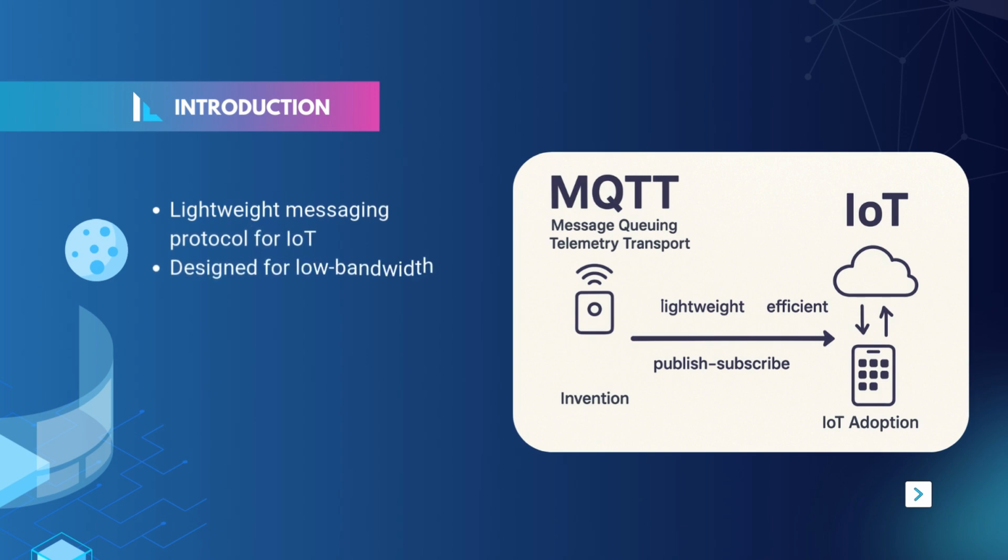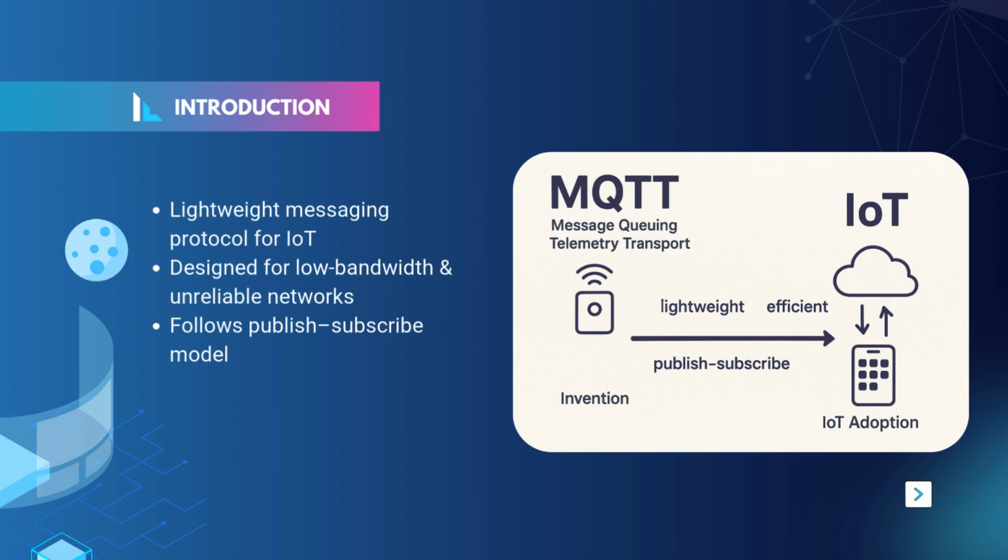MQTT stands for Message Queuing Telemetry Transport. It's a lightweight messaging protocol designed specifically for devices with limited processing power, small memory, and low network bandwidth. Let's break that down. Lightweight means that MQTT adds very little overhead to the data being transmitted. While HTTP may need hundreds of bytes just for headers, MQTT can work with as little as 2 bytes. Telemetry means remote measurement and communication, like collecting sensor readings from a distant location. Transport simply refers to the transfer of messages from one device to another.